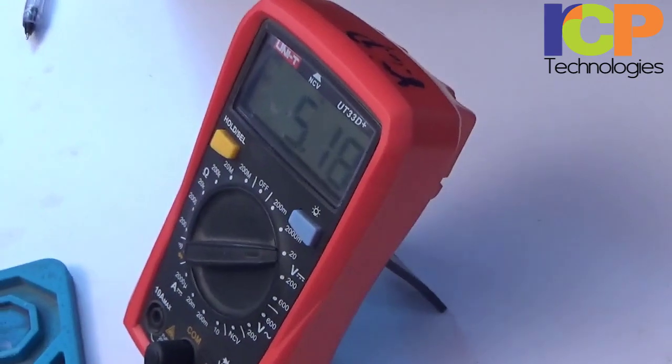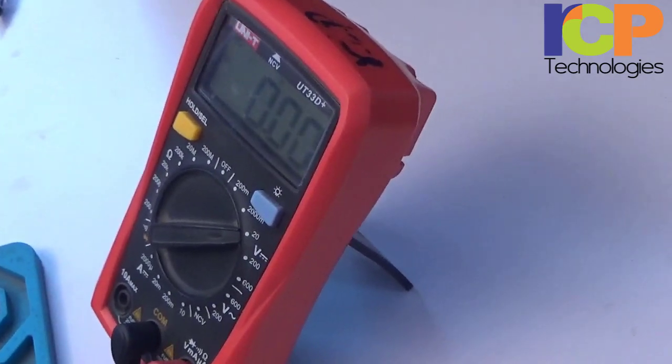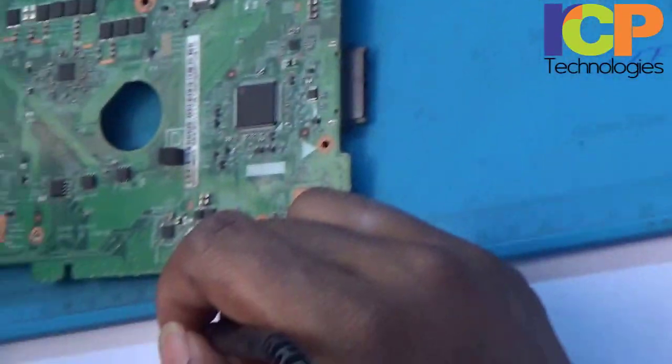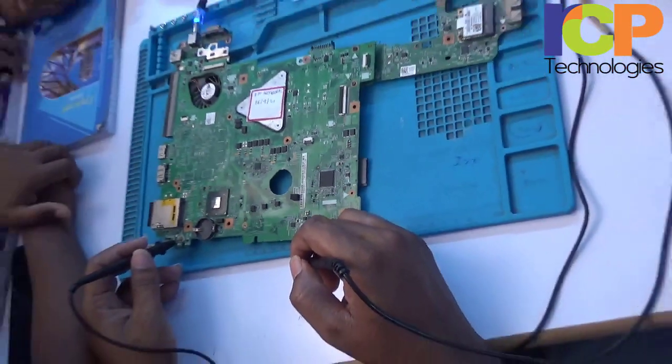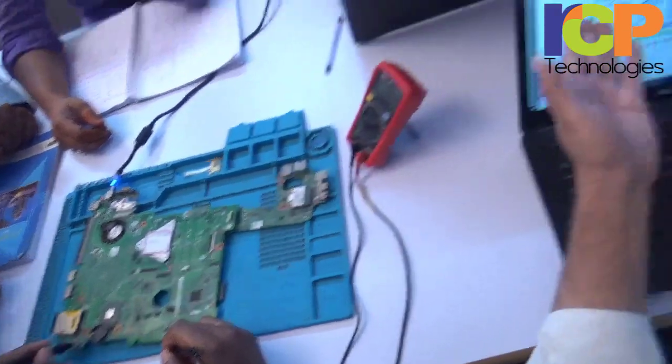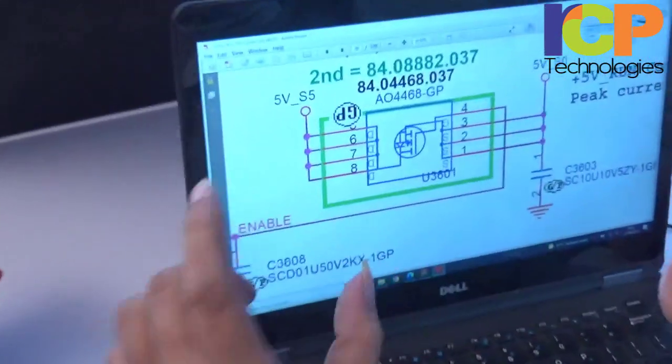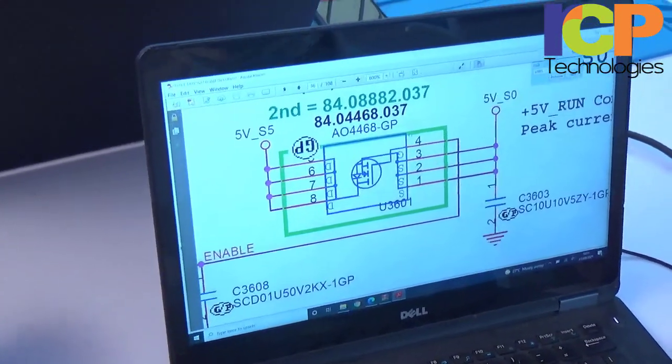5.18. Drain, don't be confused with drain and source. Because drain is the input. When 5 volts S5 is there, how can you say it is a 0 voltage here? Okay, that will come out. Even in shutdown, that voltage is present. So 5678 is the drain pin and we have 5 volts S5. What about the source, pin number 1?